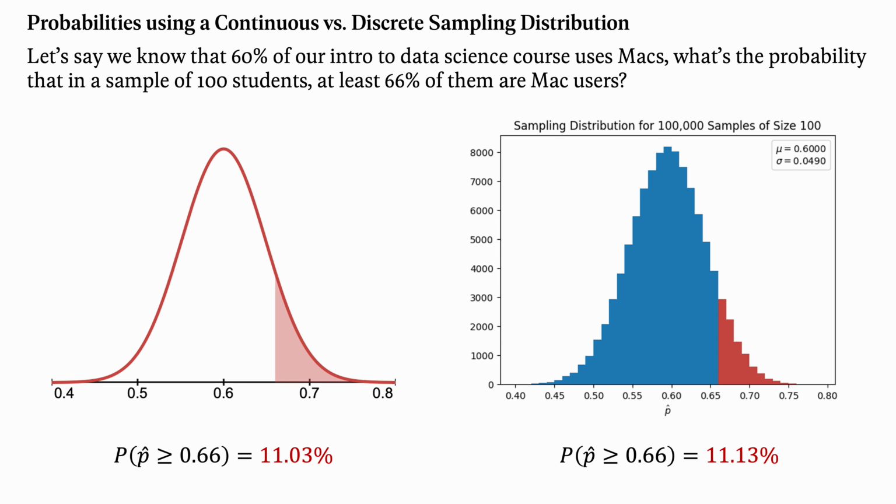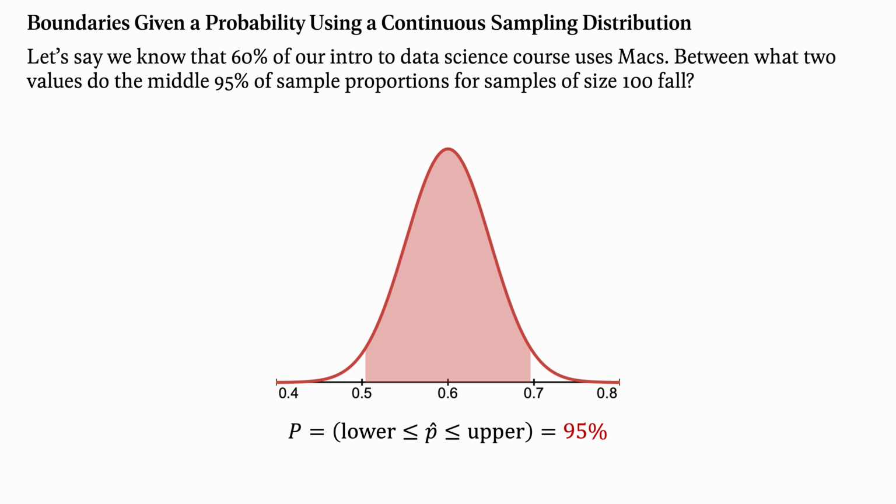So in the last video, we talked about how to find the probability of observing a sample proportion at least as extreme as some value. In this video, we're going to do the opposite. Let's say we want to find the values between which 95% of our sample proportions fall.